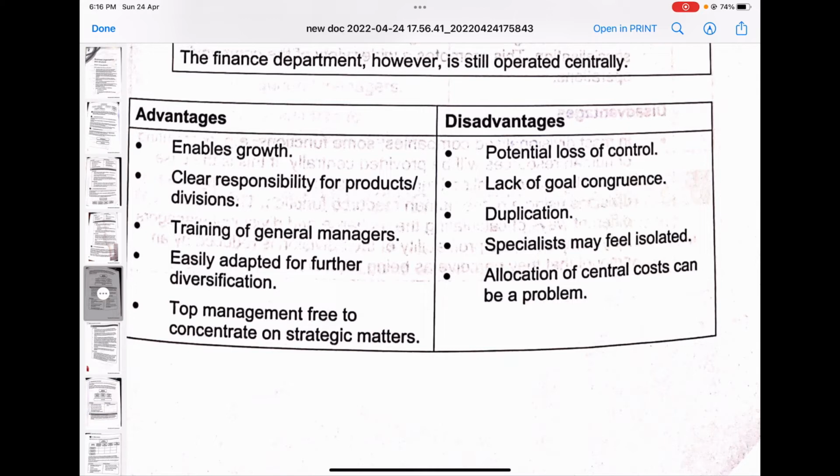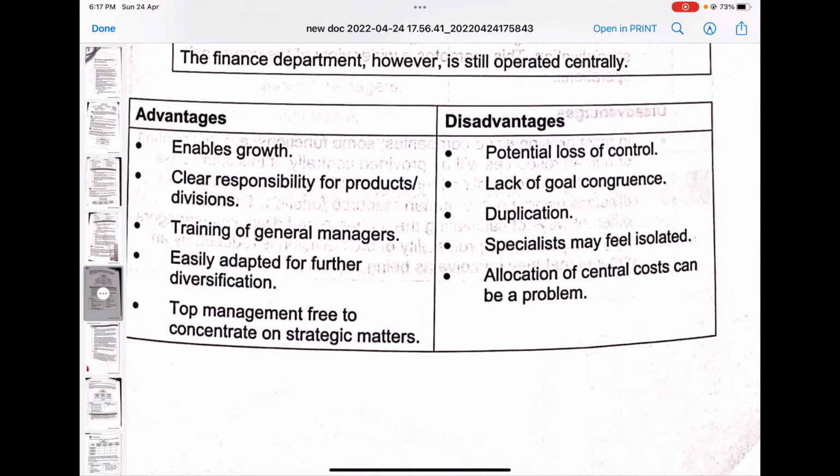So what are the disadvantages of the divisional or product structure? The first one is potential loss of control. When you have different products, it might be that everybody is just doing their work and nobody is really focusing on each other's work. So there might be a potential loss of control. Then we have lack of goal congruence. Since every product functions as a separate strategic business unit, there will be a lack of goal congruence because everyone is just focused on their product.